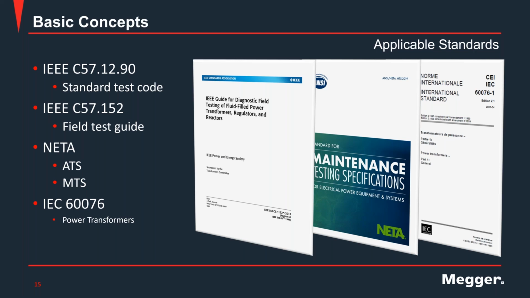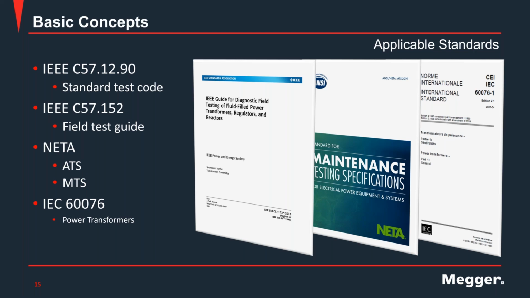And I'm showing you as a reference, if you want to dig deeper into the standards, you can look at two IEEE publications. The C57.12.90, which is the standard test code, primarily discussing type testing, the validation testing you do for design and what you do at the factory. And when you want to do field tests, you need to refer to the IEEE C57.152, the field test guide for transformers.